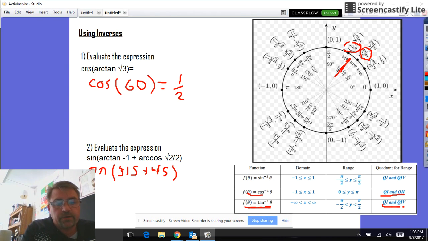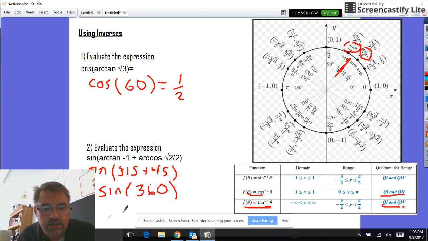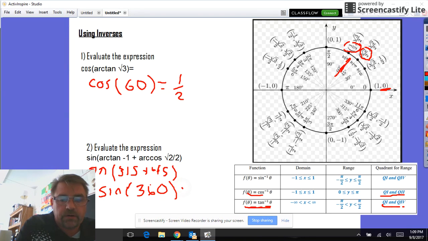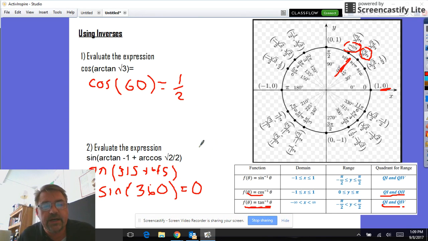All right, now you want to add those two together and take the sine of that sum, which is 360. And if we want to know the sine of 360, we want the y value at 360, all the way around. So the y value is right here, which is 0. So there you go. That's how you evaluate expressions using inverses. I hope you enjoyed that, and thanks for watching.